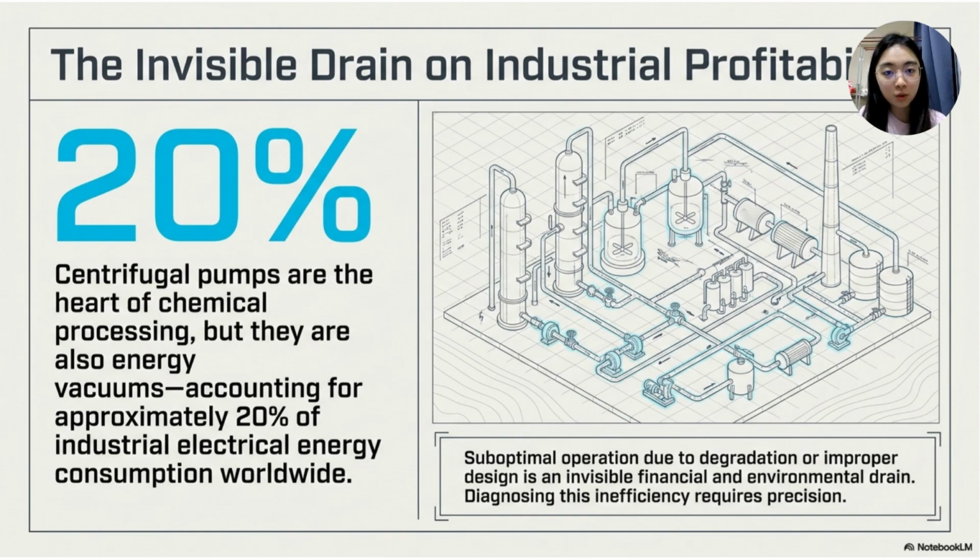Centrifugal pumps are among the most widely used equipment in chemical plants. In fact, they account for approximately 20% of industrial electricity consumption worldwide. However, many pumps do not operate at their best efficiency point, or BEP. When this happens, energy consumption increases while efficiency decreases. At the same time, excessive vibration and mechanical wear shorten the lifespan of the pump and increase maintenance costs. Therefore, we developed a digital troubleshooting tool that allows engineers to quickly identify inefficient operating conditions and recommend corrective actions before serious failures occur.